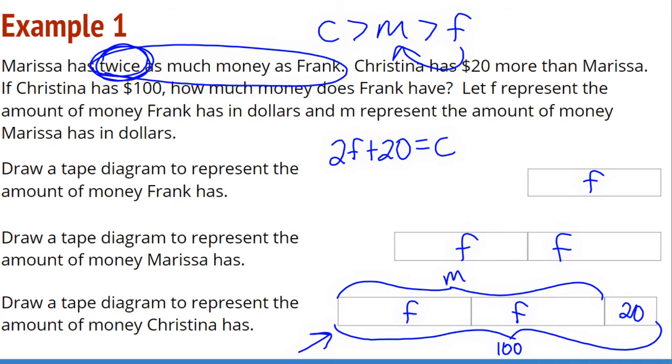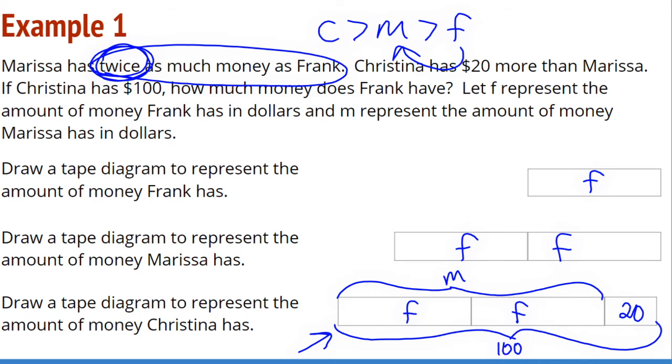Now that's kind of handy, because now I have a nice little simple equation here that I can solve to find out how much money Frank has. But I can also use my tape diagrams to look my way through this.